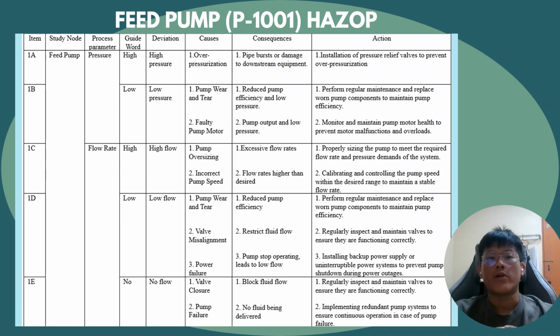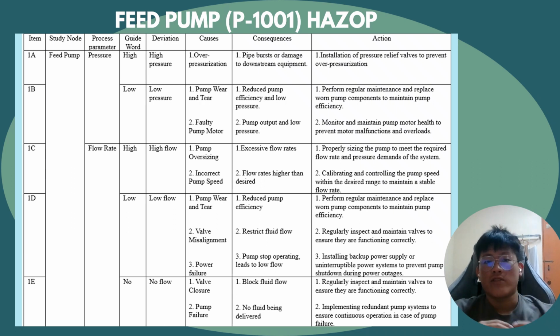A hazard and operability study is a systematic and comprehensive approach used to identify potential hazards, deviations, and operability issues in a process or system. During the hazard analysis of our system, the feed pump was evaluated to uncover potential risks associated with high pressure, low pressure, high flow rate, and no flow situations.